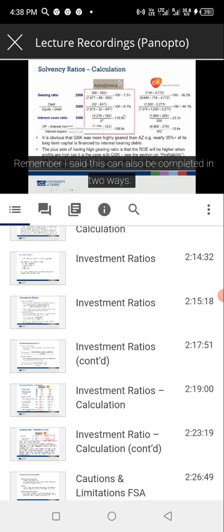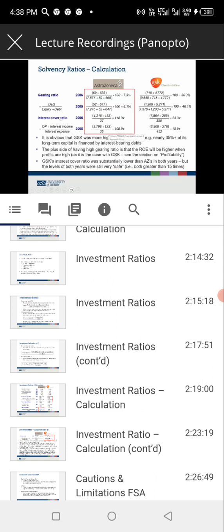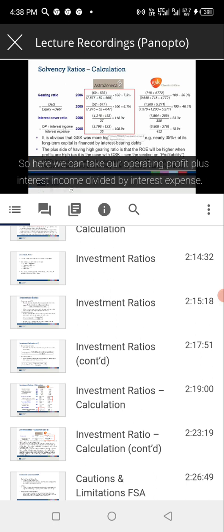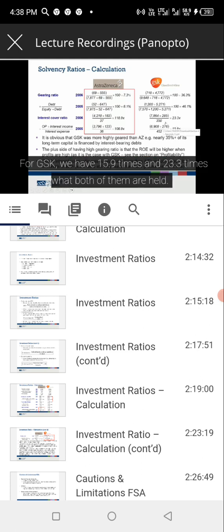Remember we said this can also be calculated in two ways. So you just take your operating profit and then divide it by the interest expense. And that will give you the number of times. So here we can take our operating profit plus interest income divided by interest expense. And that will give us 108.9 times. This 118.9 times. For GSK, we have 15.9 times and 23.3 times.